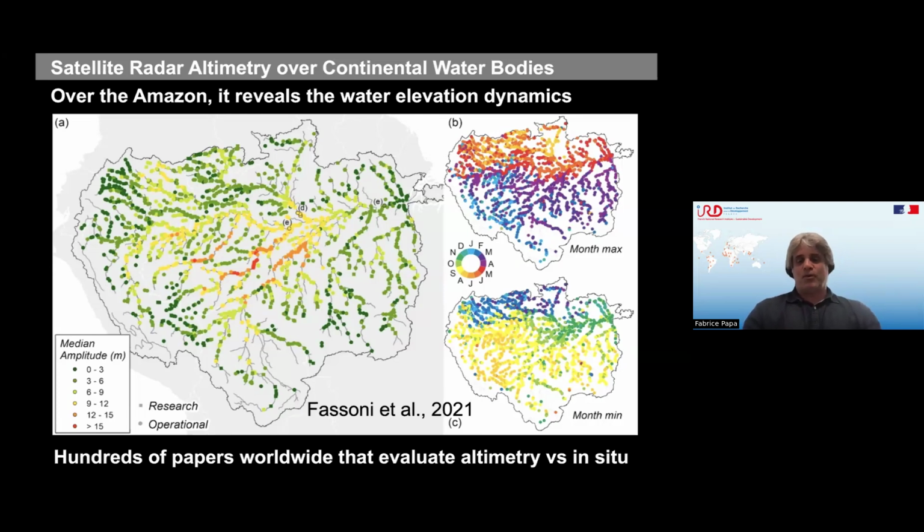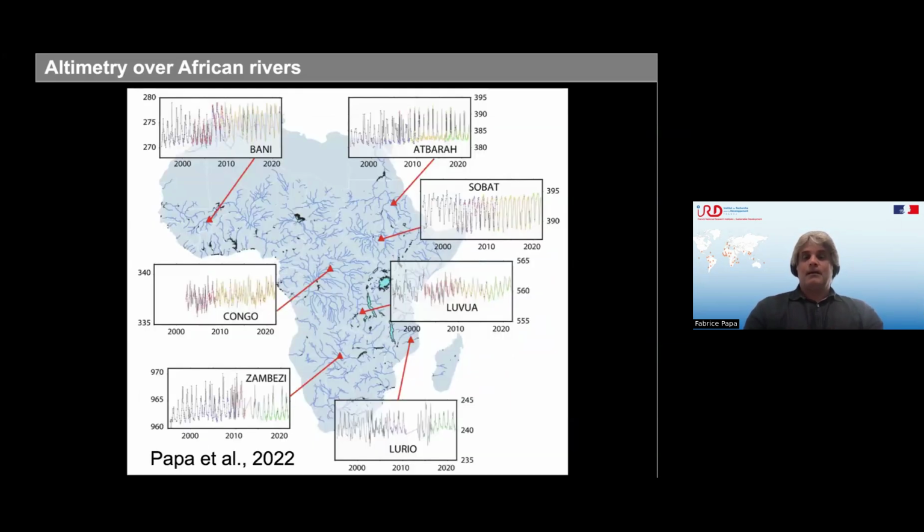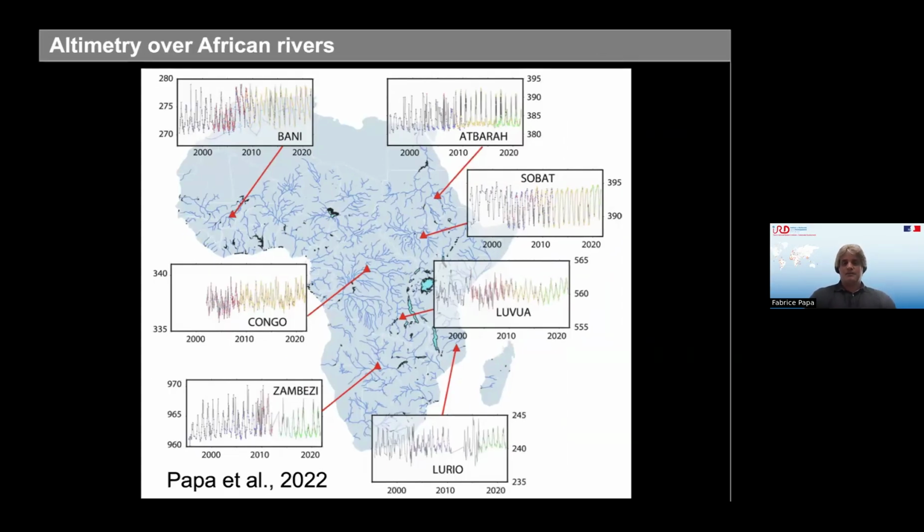There are hundreds of papers worldwide, and we talked about this in Europe already, that evaluate altimetry versus in situ. And I don't think we need to prove any more that it's a very powerful instrument in complement with in situ, because we still have problems in getting high temporal frequency, but it's very powerful to study hydrological variables. So here's an illustration over Africa, showing some variability over many rivers, from small streams to large streams. You can see that we can now reconstruct very long-term virtual stations, and that provides very important information, especially on long-term changes.